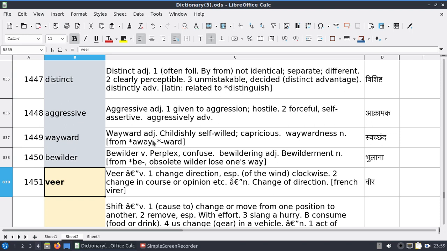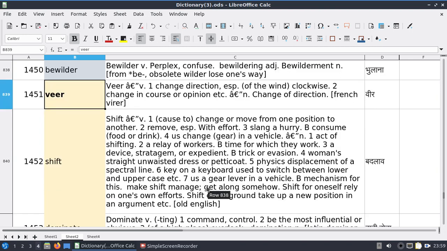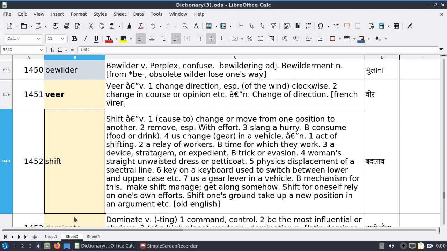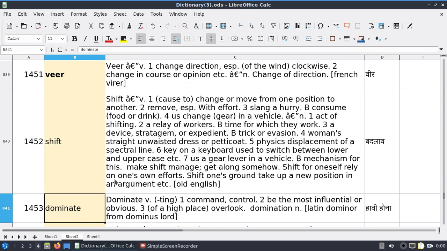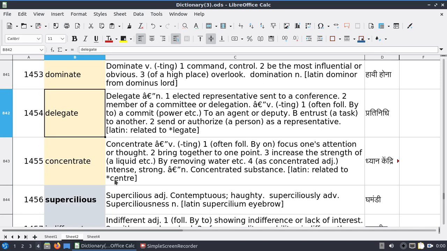Okay. Shift. Shift is moving from one position to another position. That is shift. Dominate. That you know. Dominate is commanding, controlling. That is dominating. She is very dominating in the conversation. Right. That is dominating.